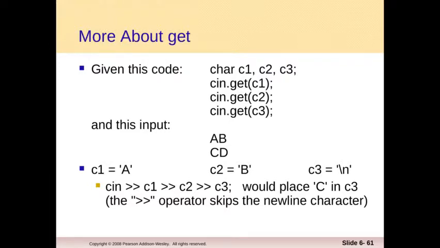By contrast, if I would do a cin, extract into C1, extract into C2, and then extract into C3, I would get an A into C1, a B into C2, and then because extraction always skips leading white space, that new line character here would just be skipped, and I would get the C into C3.